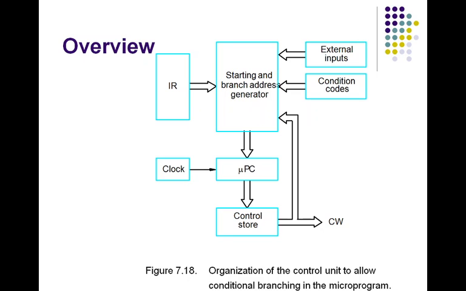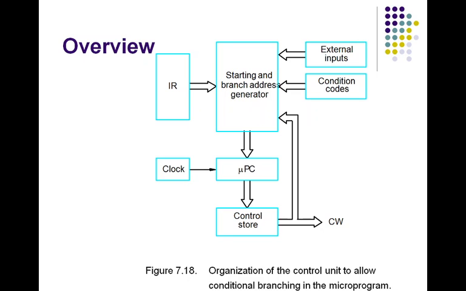To allow the implementation of a conditional branch, inputs to this block consist of external inputs and the condition codes as well as the contents of the instruction register. In this control unit, the mu PC is incremented every time a new microinstruction is fetched from the microprogram memory, except in some situations. When a new instruction is loaded into the IR, the mu PC is loaded with the starting address of the microroutine for that instruction.